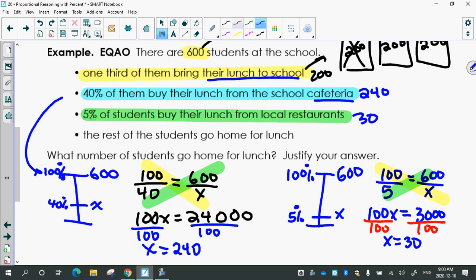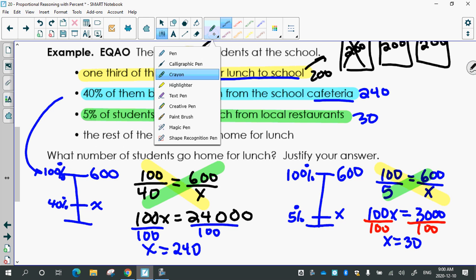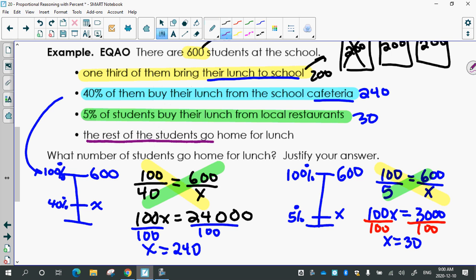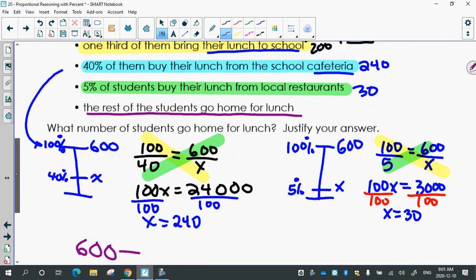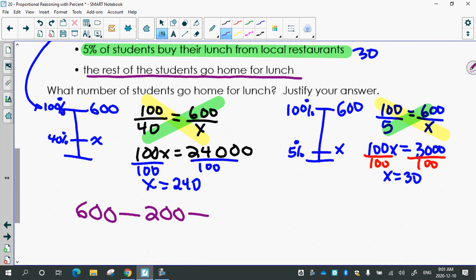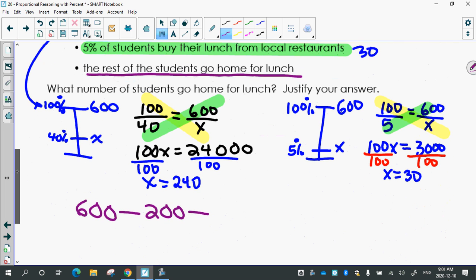And then finally, our last clue says the rest of the students go home for lunch. So we don't have to do a proportion for that. We just need to take our 600, subtract off the kids that bring their lunch, which was 200. Subtract the kids that buy their lunch from the CAF, which was 240. Subtract the kids that buy their lunch from restaurants, which was 30. And the rest are the ones that go home.